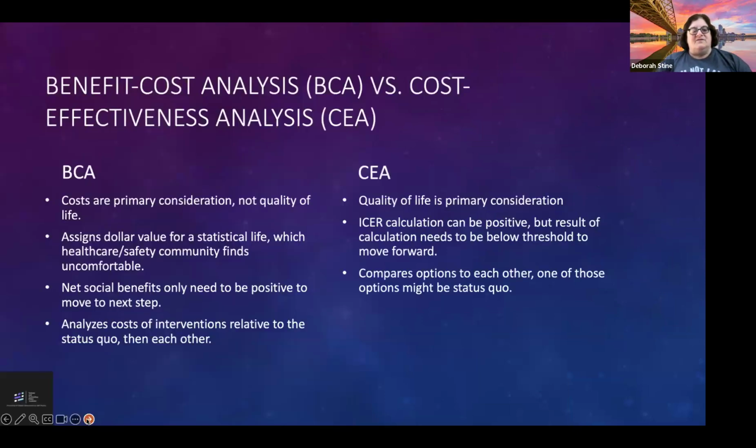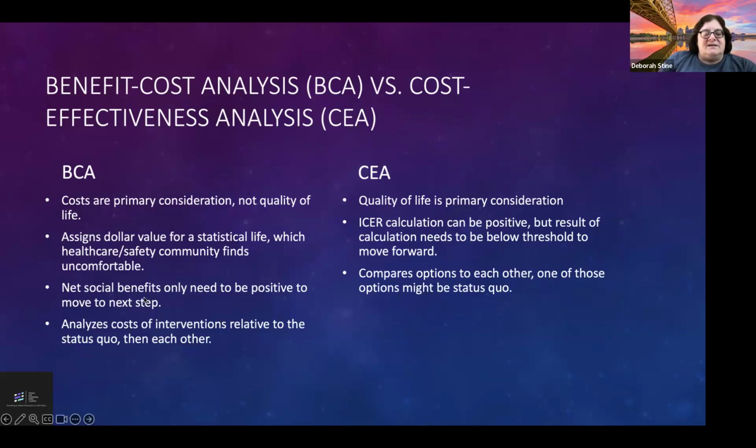So now we're going to get into cost effectiveness analysis. As I mentioned earlier, in benefit cost analysis, cost is the primary consideration, and with cost effectiveness analysis, it's primarily quality of life. In benefit cost analysis, you assign a dollar value for a statistical life. But in cost effectiveness analysis, you do something called an ICER calculation, which is talking about incremental cost. I'll talk about that more in the next slides.